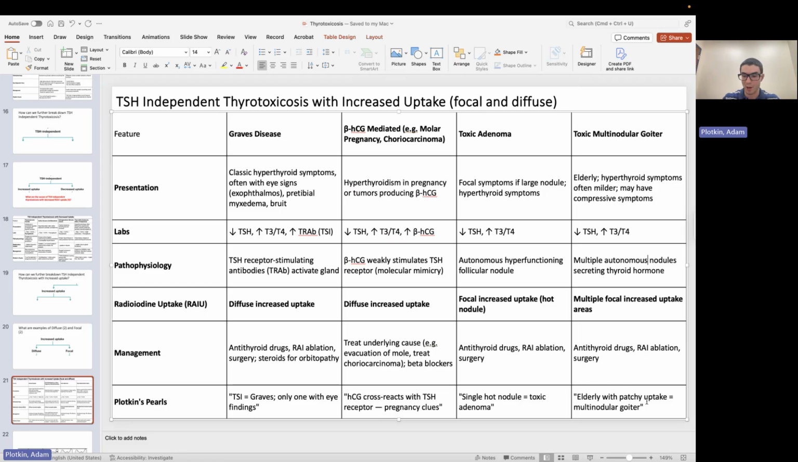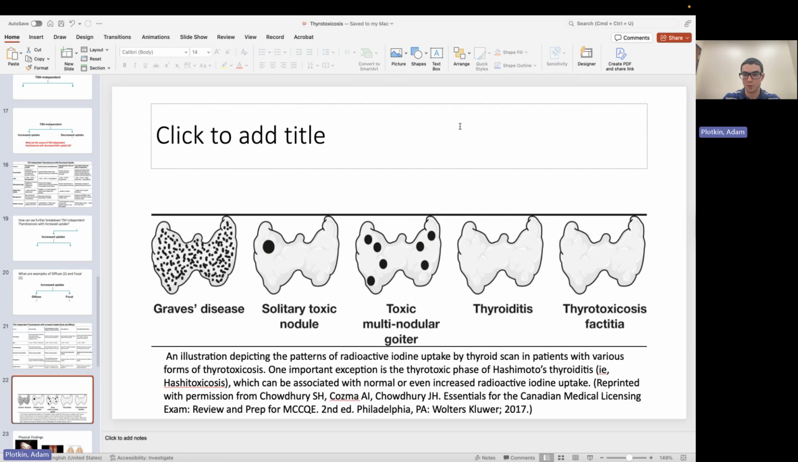I want you to think about an elderly patient with a patchy uptake. Think about multinodular goiter. All right, I've got just a few pictures for you. This is how it might show up. Obviously they'll show you a real picture, but in Graves' disease, the autoimmune process is stimulating the entire thyroid. So really the whole thing is going to light up when we do the radioactive iodine uptake, because the whole thyroid gland is overproducing. When we have a solid nodule, that one part is going to light up. In toxic multinodular goiter, all those focal parts will light up.